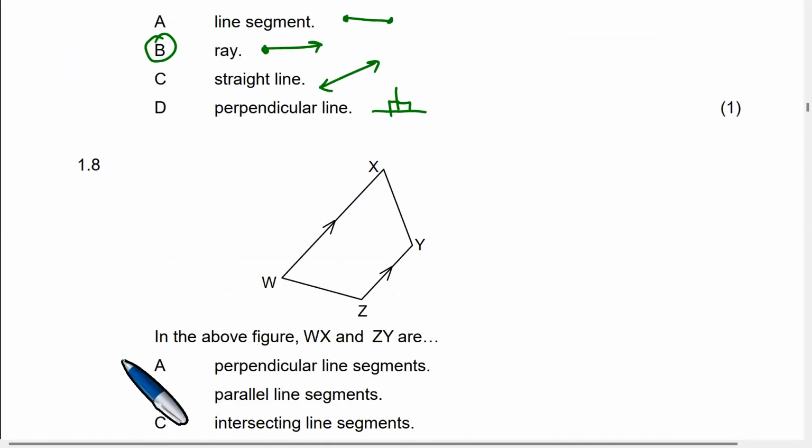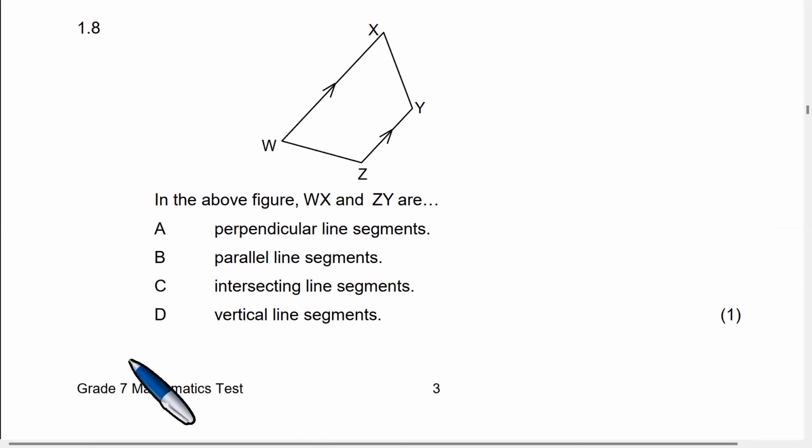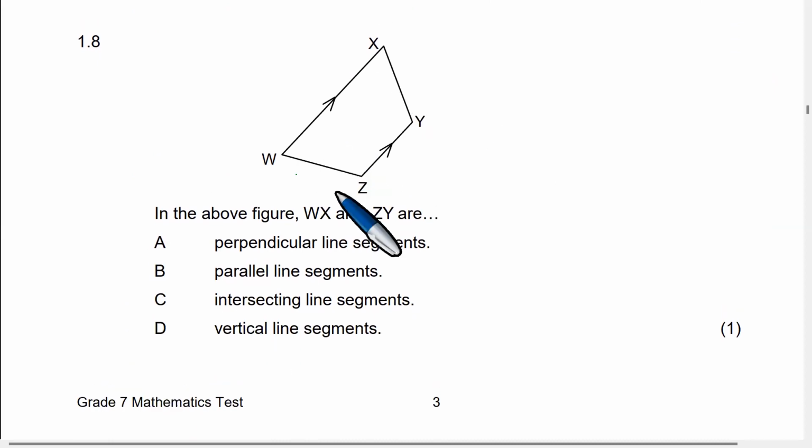1.8. We have this shape here. In the above figure, WX and ZY are perpendicular line segments. Yeah, in this figure, WX and ZY are perpendicular line segments, parallel line segments, intersecting line segments, vertical line segments. What do you think?